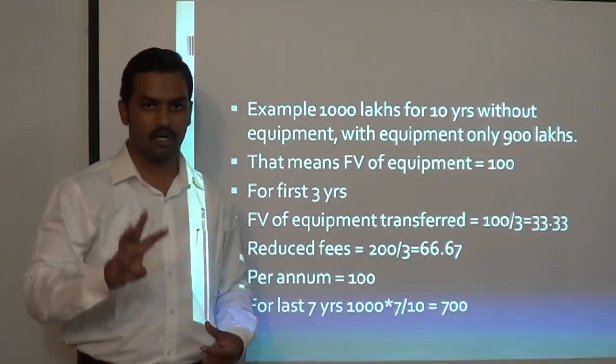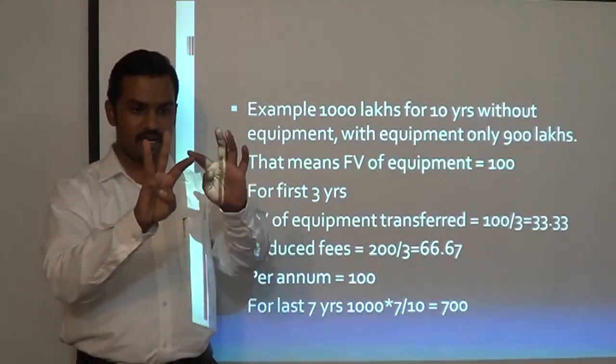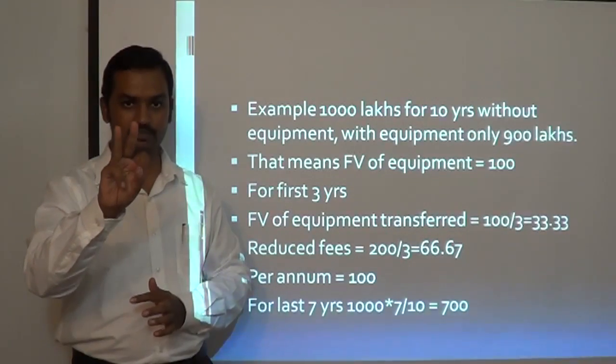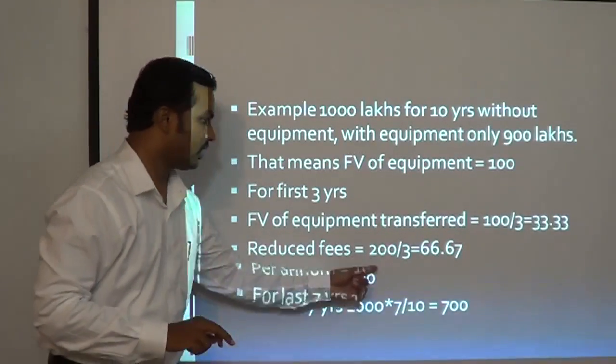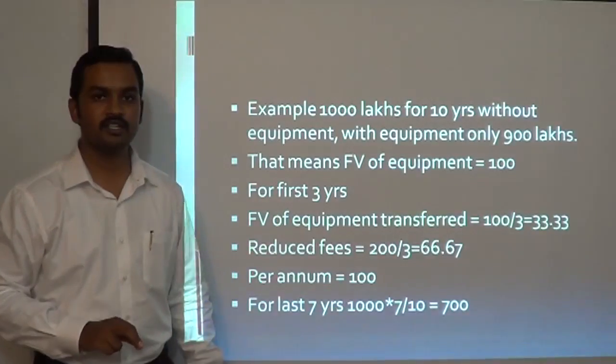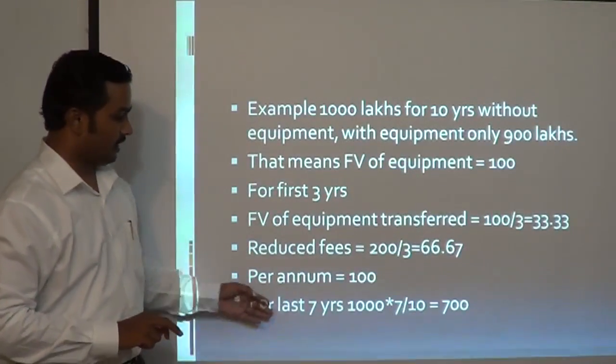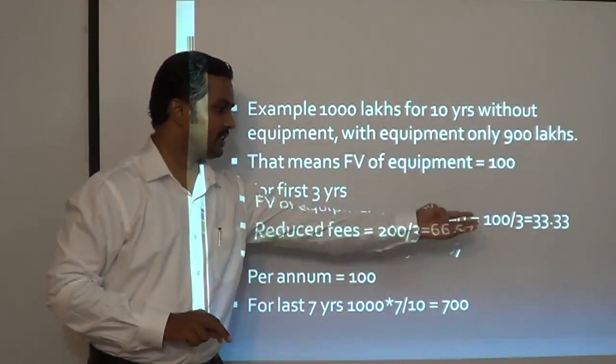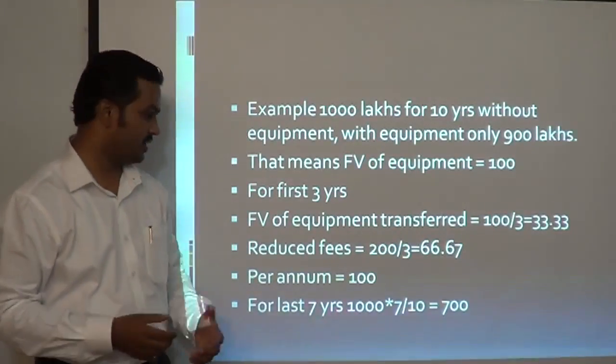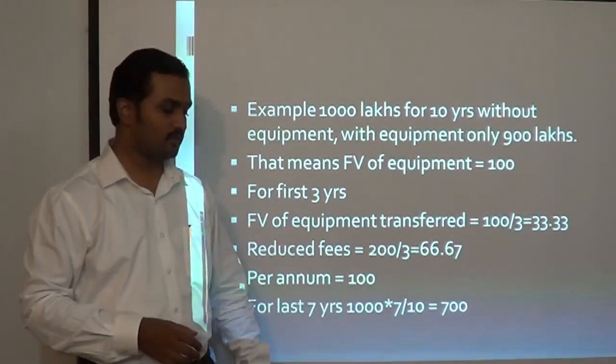How did I get this 200? 300 was the total revenue for the 3-year period, 100 is the fair value of the equipment, and the remaining 200 is the fees to be charged. 200 divided by 3, 66.67 would be charged as fees income. And per annum it would again be 100, 33.33 plus 66.67 is again 100. For the last 7 years it will be the same, straightforward.